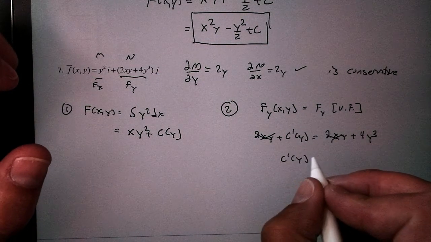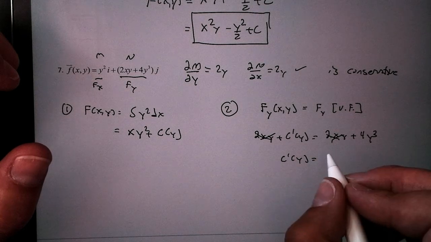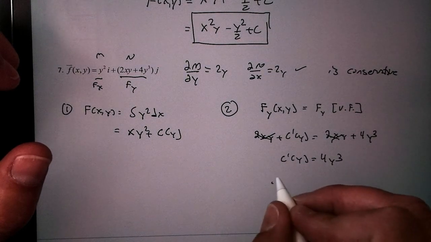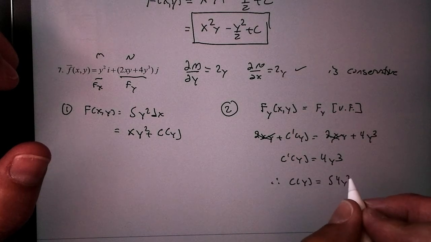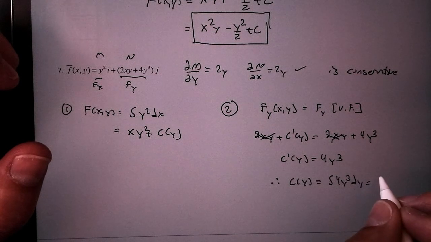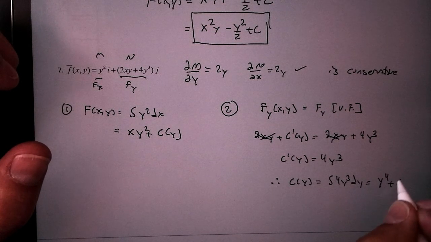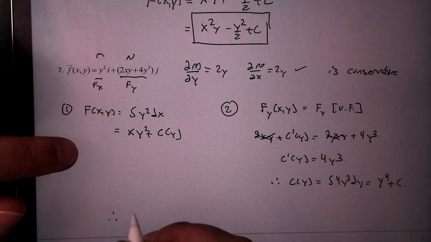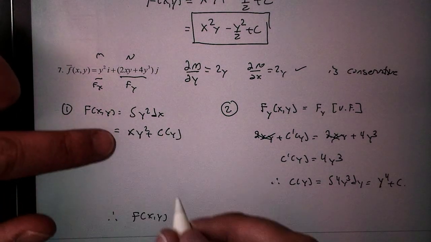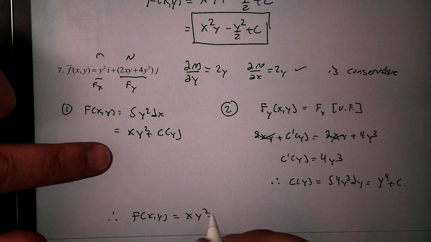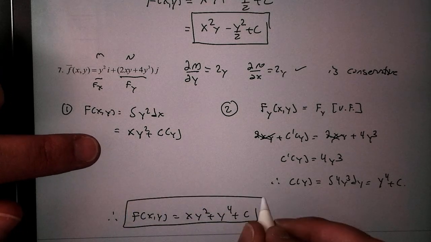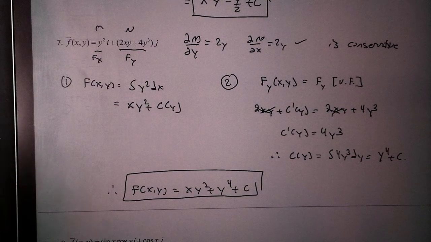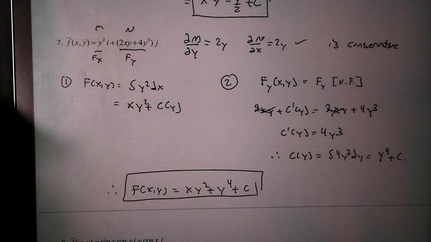So c prime of y would equal 4y cubed, but remember, we want to find the function, c of y, not the derivative. So I'm going to integrate this with respect to y, and we get y to the fourth plus our constant. So now I'm just going to combine everything. Take my function, which I already have, xy squared plus c of y, which we said was y to the fourth plus our constant. And there is our function right there. All right, so I'm going to pause here. I'm going to have another video, please go to it, where I'm going to do a couple more of these if you need more practice.